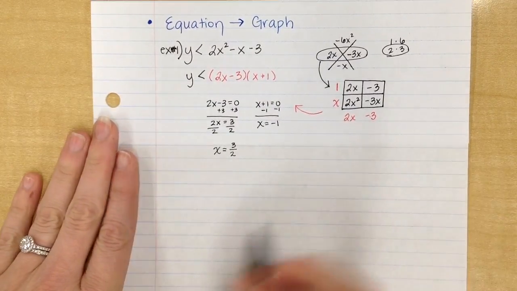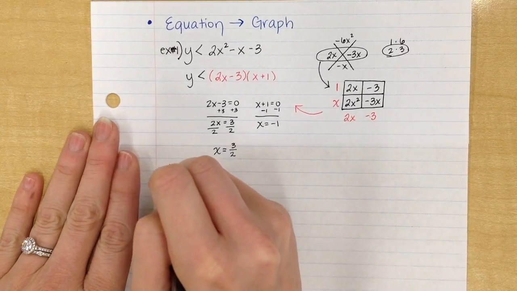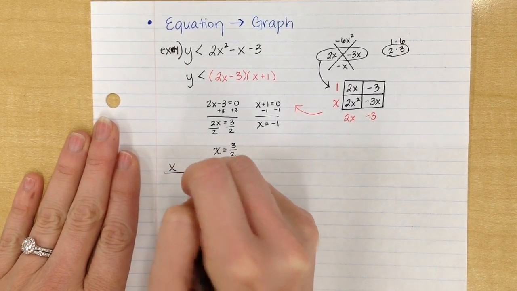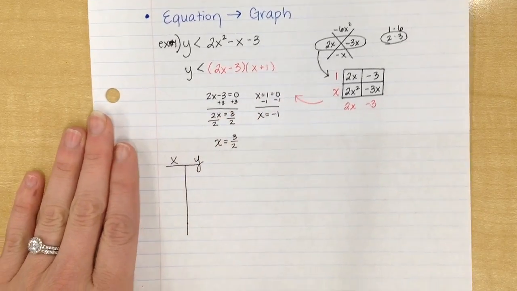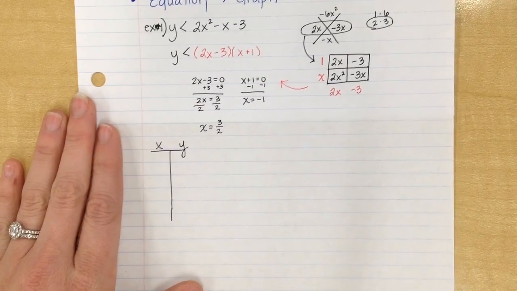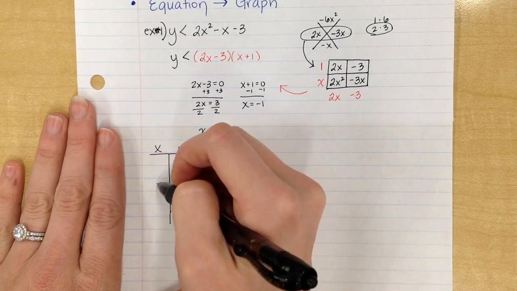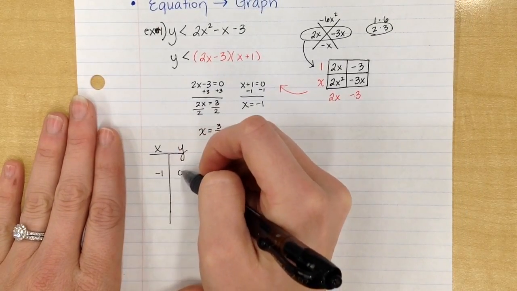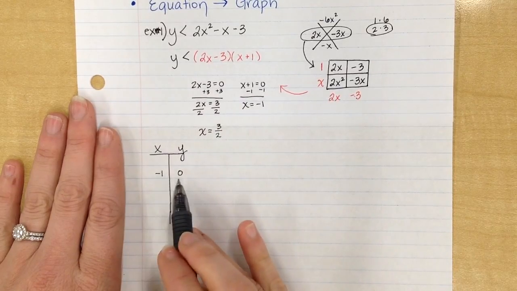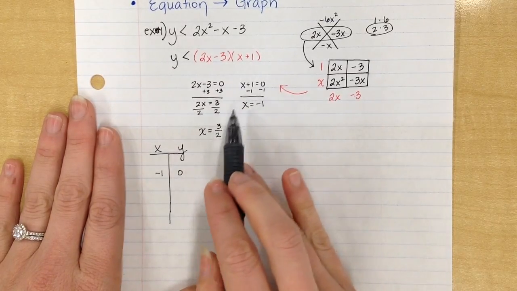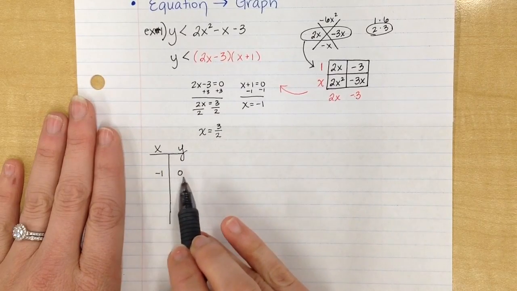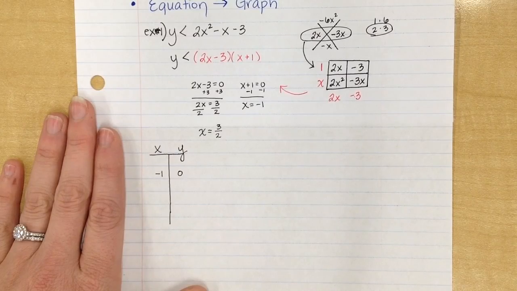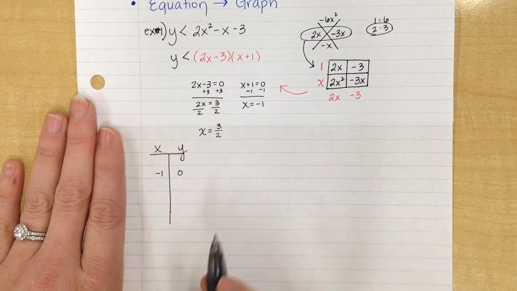So what I might start doing now is creating my table of values. Anytime we have a graph, we know that we have to create a table of values that's going to be helpful to our plotting of points. So I would start maybe with -1, 0. I know that that's -1, 0 because I just solved for my x-intercept. And x-intercepts will always have a number for x and a 0 for y because it's located on the x-axis.